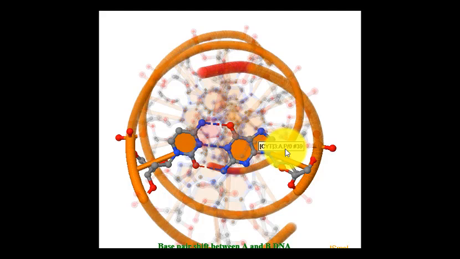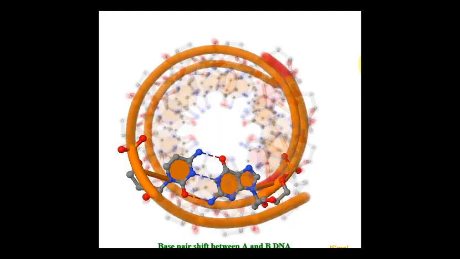Now let's see how this base shifts towards the minor groove, and the major groove will be narrow. See this, you can see this major groove has now become narrow, and this whole base is pushed towards the minor groove. Again, let's see this difference.